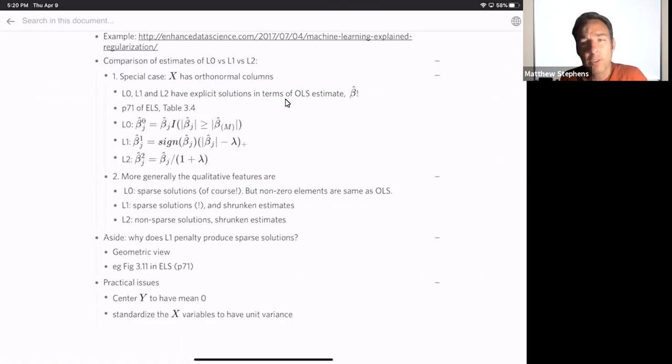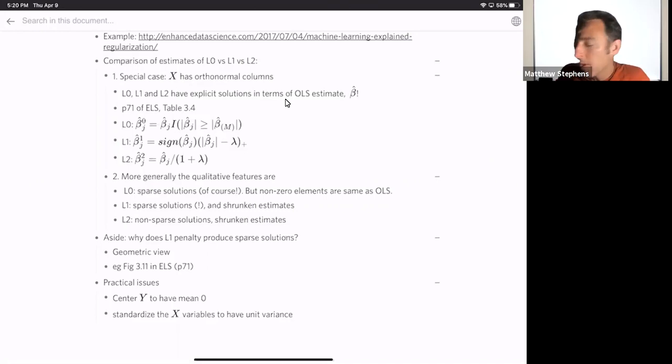So what does the threshold depend on? Well, the threshold depends on the strength of the penalty, right? If the penalty is very strong, then you throw out everything. If the penalty is weak, then you don't threshold anything, you keep everything. If the penalty is strong, you set them all to 0, and the threshold, the beta m here, would be very big.